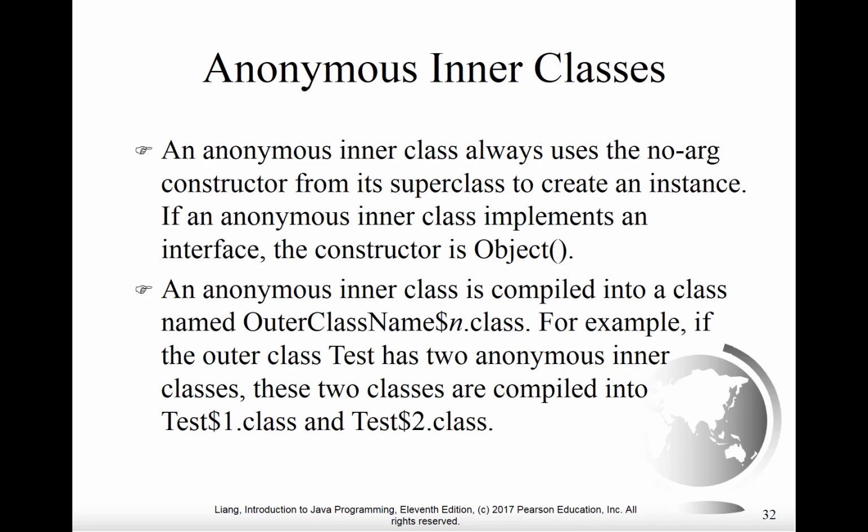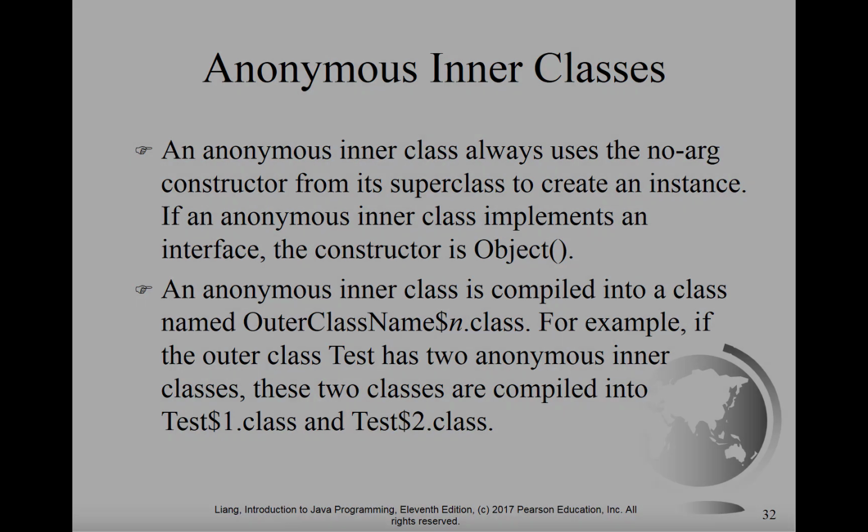In other words, if we only have one anonymous class, n will be 1. If there's two, the first anonymous class will be 1, the second anonymous class will be 2, and so on up to n. So for example, if we had two anonymous classes inside a class called Test, then the first would be compiled as Test$1.class and the second as Test$2.class.